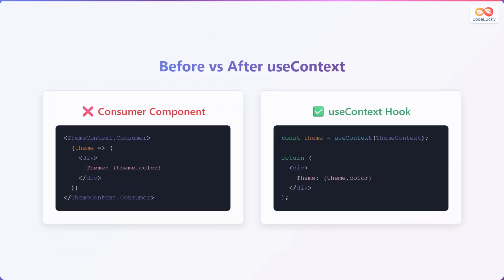Let's compare how context was consumed before and after the introduction of the useContext hook. Before useContext, you would use the consumer component like this: ThemeContext.Consumer, theme equals div, theme.color, /div, /ThemeContext.Consumer. With the useContext hook, the code becomes simpler. Const theme equals useContext(ThemeContext), return div, theme.color, /div.